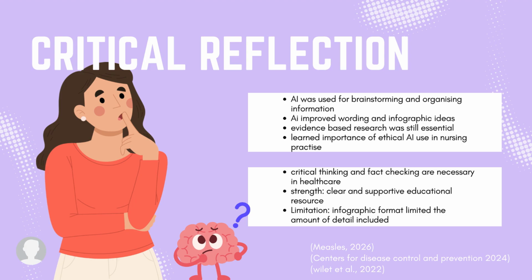According to the Australian Immunisation Handbook and the CDC, vaccination remains the safest and most effective way to prevent measles and reduce complications.